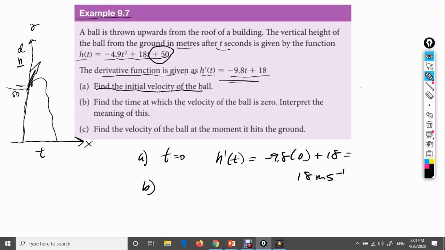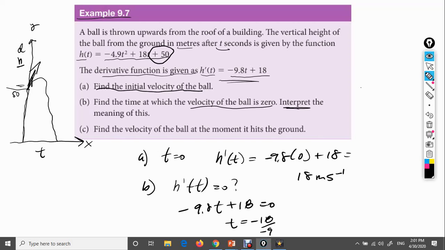For part B, it says, find the time at which the velocity of the ball is 0. Interpret the meaning of this. So that means when was negative 9.8t plus 18 equal to 0? So we solve for t, right? We would get that t is equal to negative 18 divided by negative 9.8, and this is about 1.84. So 1.84 seconds. At 1.84 seconds, the velocity of the ball was 0.